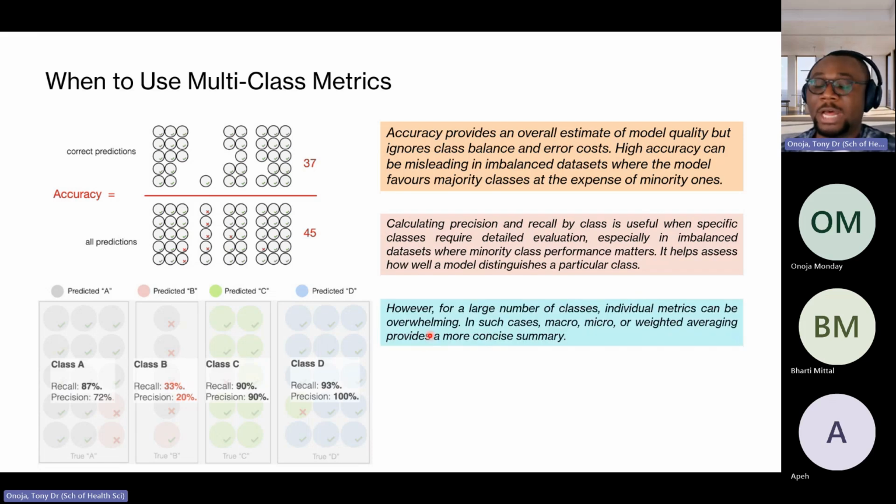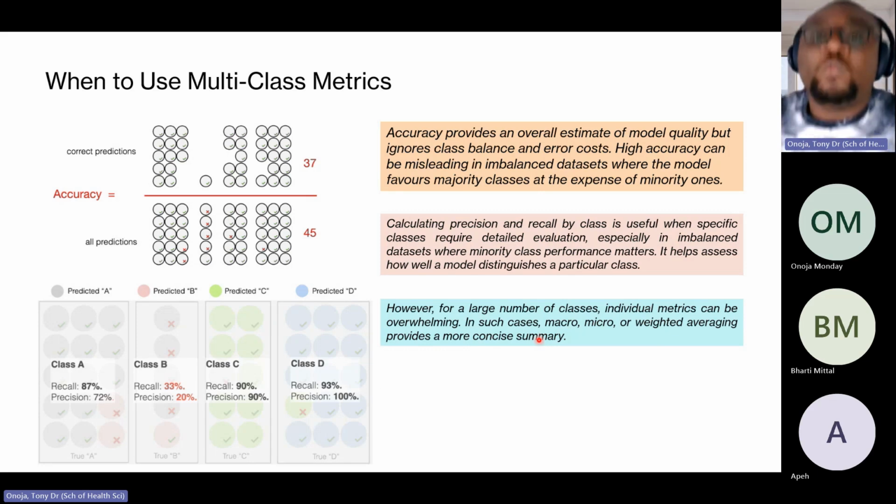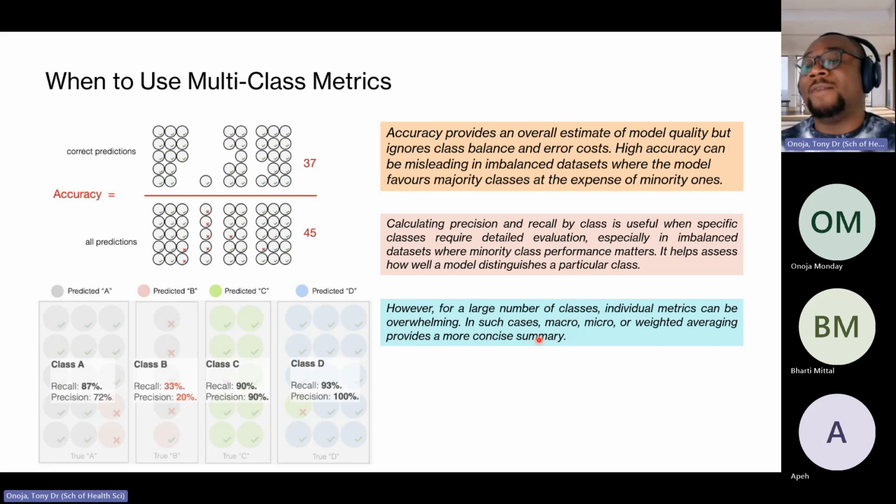However, for a large number of classes, individual metrics can be overwhelming. In such cases, the macro, micro, or weighted average provides a more concise summary. So this is where macro and micro averaging come into play, because we cannot focus on just the individual predictions, as that way we will miss out.